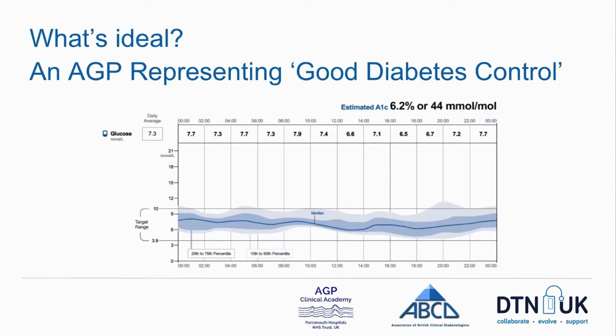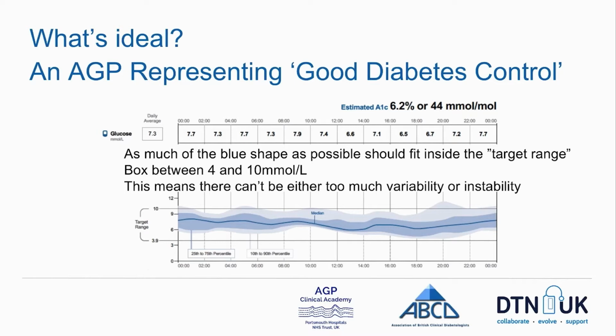So, this is a reminder of that profile that we're aiming for. And effectively what we're seeing on this profile is that almost the entirety of the blue profile is fitting in a target range between 4 and 10 millimoles per litre. And of course, the absolute requirement, if it is fitting within 4 and 10 millimoles per litre, is that there can't be too much variability or day-to-day instability for that to be true.